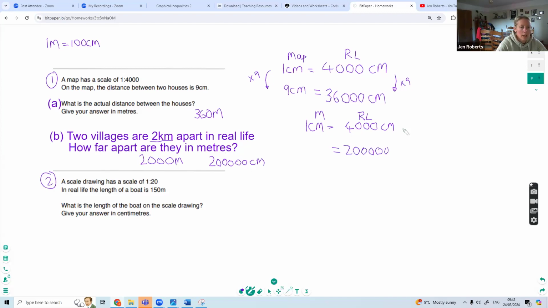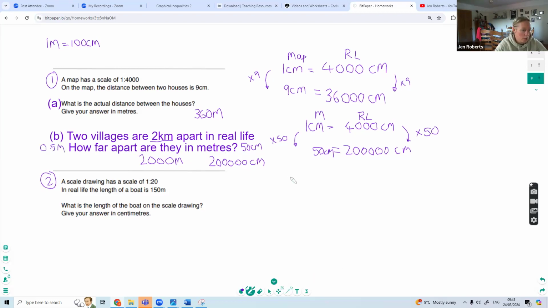So here we're working out, what do you times 4,000 by to get 200,000? Hopefully you remember to divide them to see. 200,000 divided by 4,000 is 50. So we're going to times that by 50. Quite a big map we've got here, 50 centimetres. Oh, we want it in metres though, don't we? Hang on. I think that's probably meant to say centimetres. But if we did want that in metres, 50 centimetres is half a metre, isn't it? So 0.5 metres.